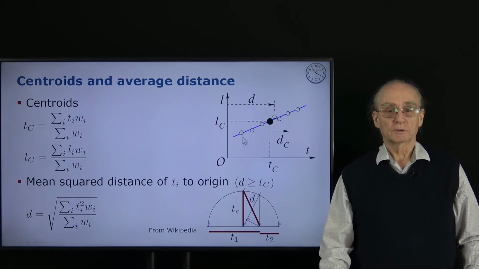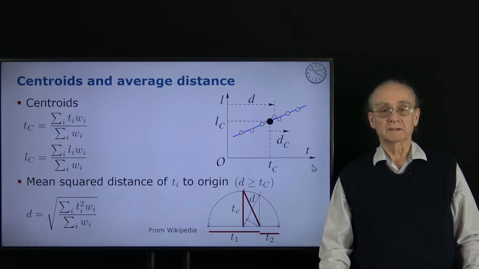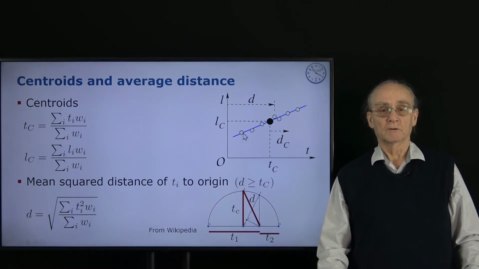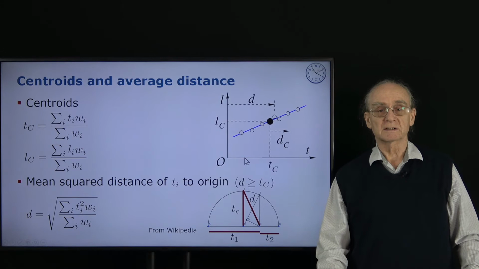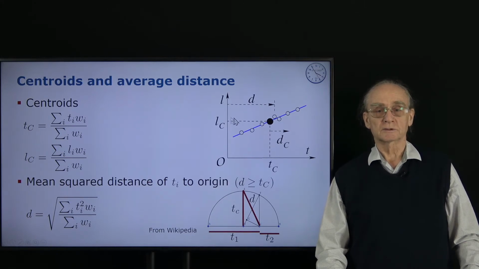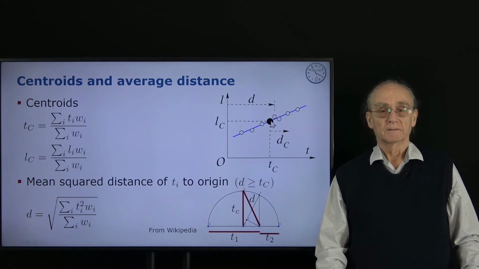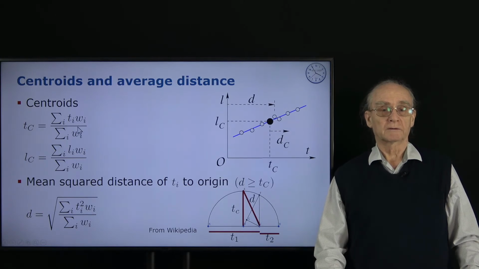So let's have a look at what the situation is. We have here our coordinate system t and L. We have here our observed data. That means the t's are given, the L's are observed. Now we take the center of all the t's, which let's say is at this place, and we take the center of all the L's, which let's assume is this place. Then we will find out that this straight line which we fit passes through this black dot. So the centroids actually are the weighted averages of the t's and the L's.